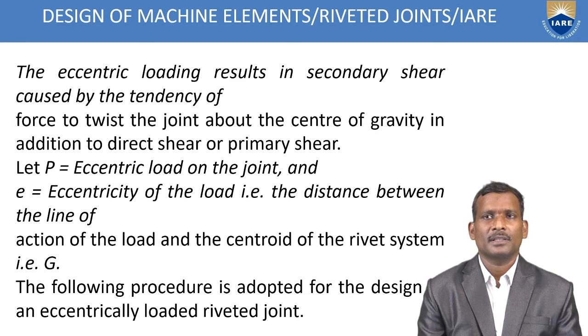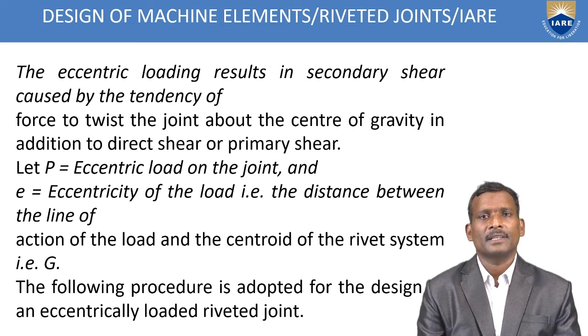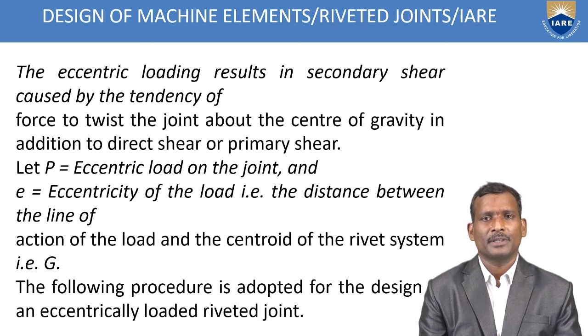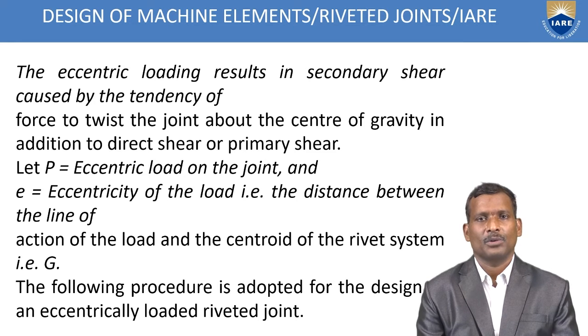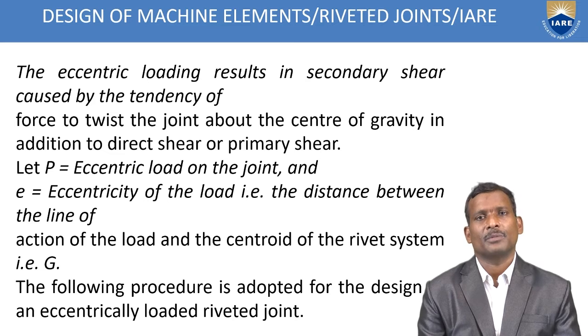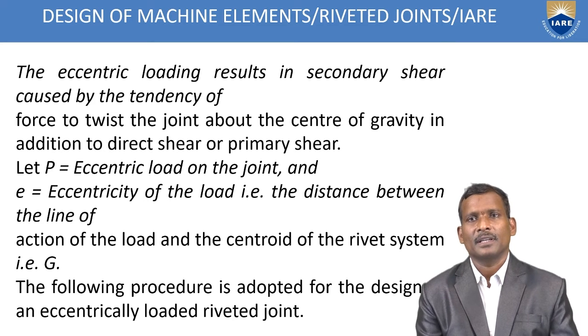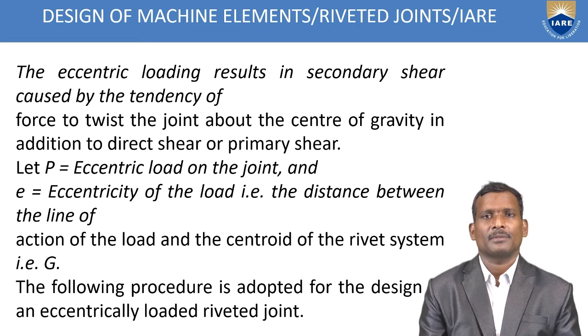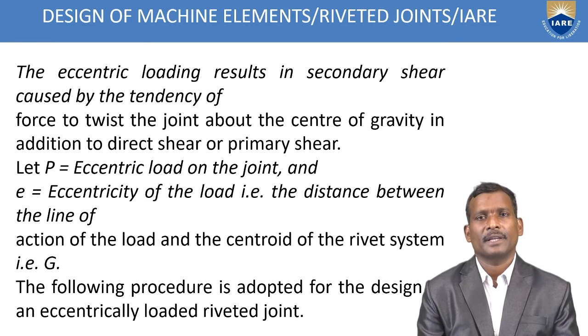Eccentric loading results in a secondary shear force caused by the tendency of the force to produce a twisting moment. Mainly two types of shear stresses occur: one is primary shear stress and the other is secondary shear stress. The primary shear stress occurs due to the direct shear load, and the secondary shear stress occurs due to the twisting moment, which twists the joint about the center of gravity, in addition to the direct shear.